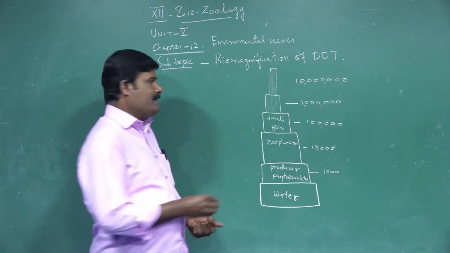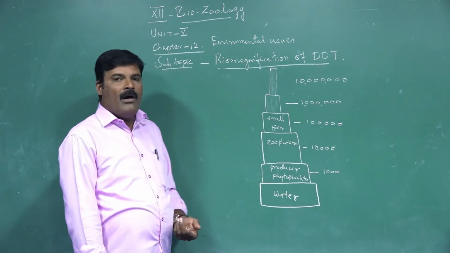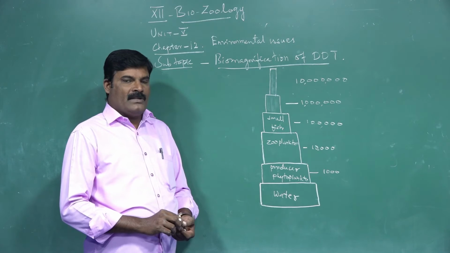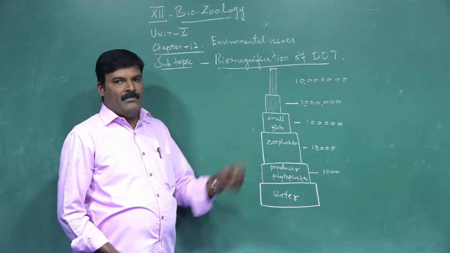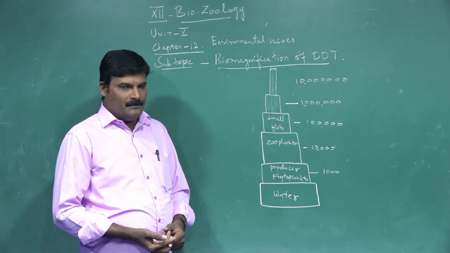What is this topic? Biomagnification of DDT means these harmful effects build up across the trophic levels of the food chain. So the concentration of mercury and DDT increases from one trophic level to another trophic level.